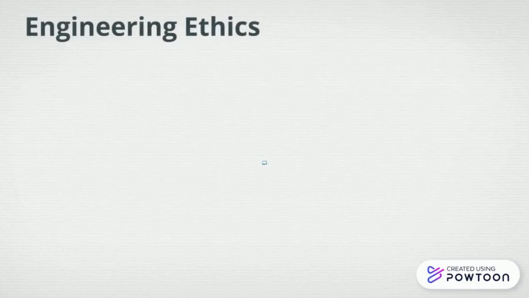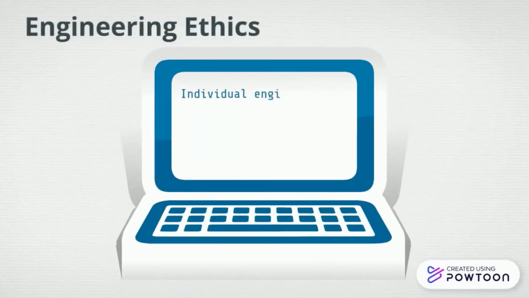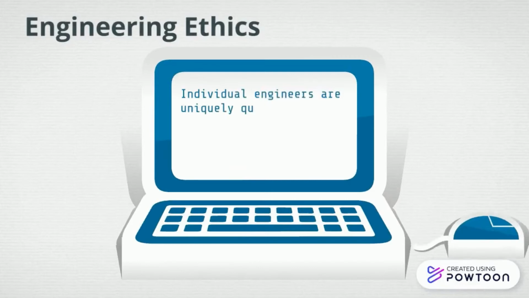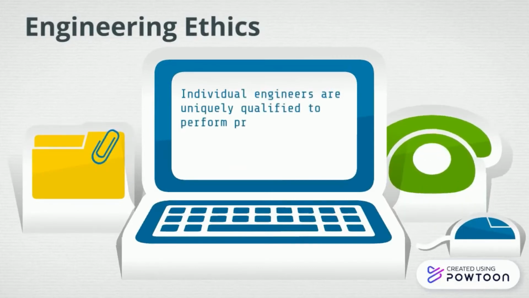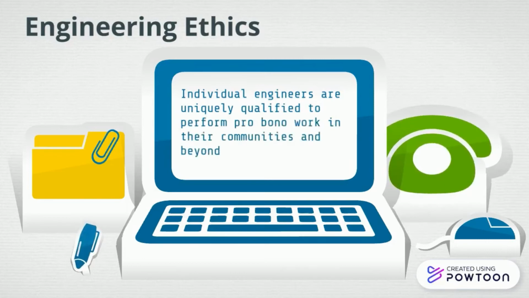And the last subtopic is engineering ethics. What is engineering ethics? Engineering ethics refers to individual engineers being uniquely qualified to perform pro bono work in their communities and beyond. What is pro bono? Pro bono is short for the Latin phrase pro bono publico. It means something done for the public good. These terms generally refer to services rendered by professionals for free or at lower cost.